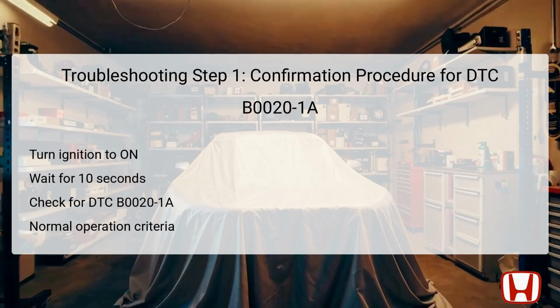If the DTC B0020-1A does not appear, this indicates that the airbag's detection line is functioning correctly, suggesting that the fault may actually reside within the driver's side airbag, which needs to be inspected further. In contrast, if the DTC is present, it confirms that there is indeed an ongoing issue that requires further diagnosis.